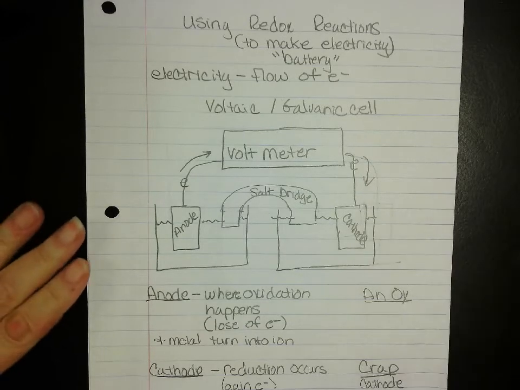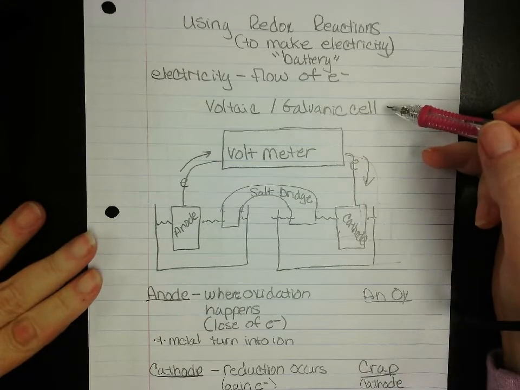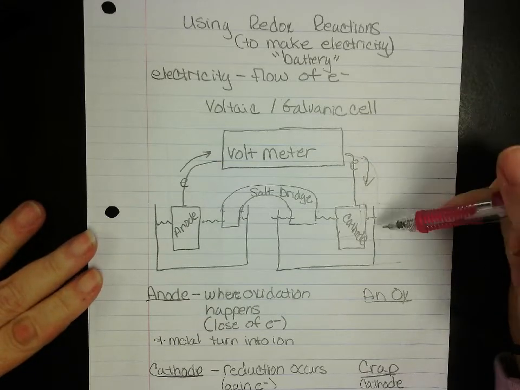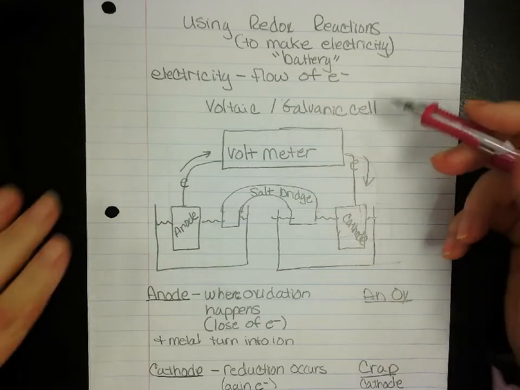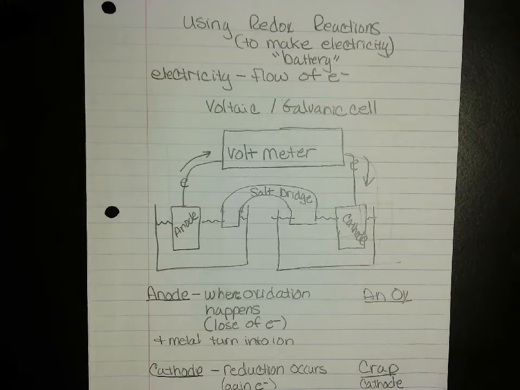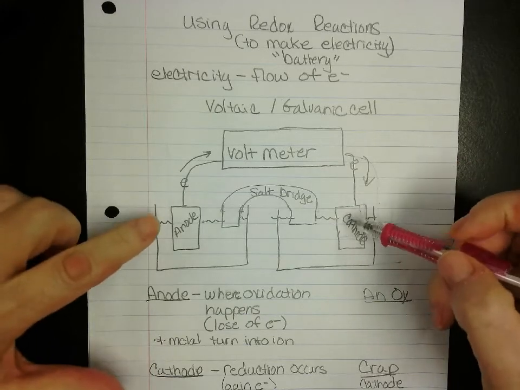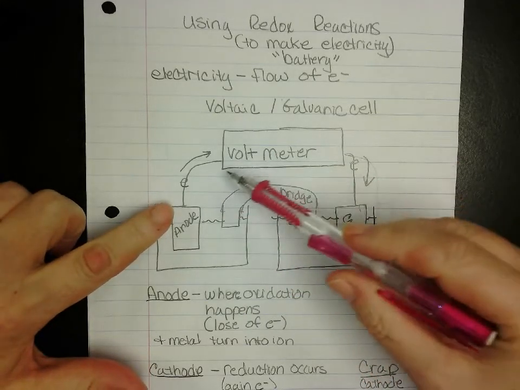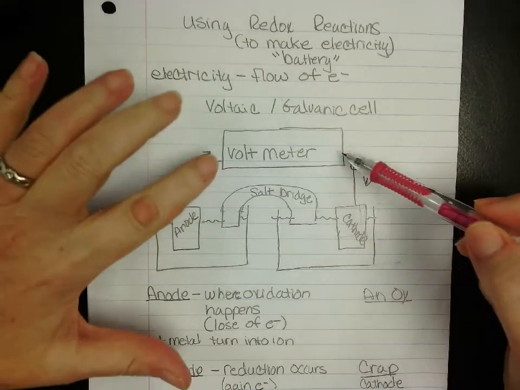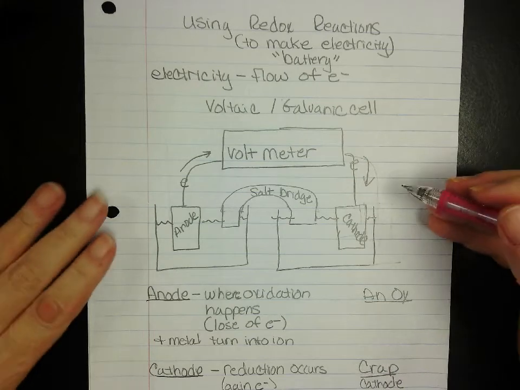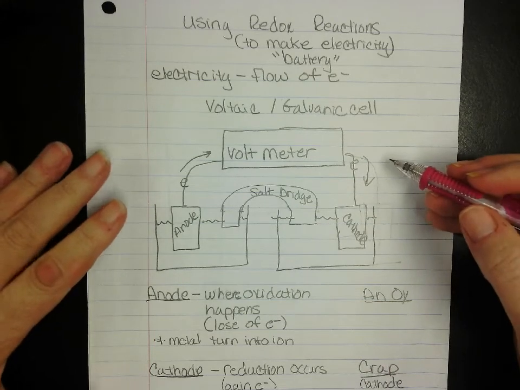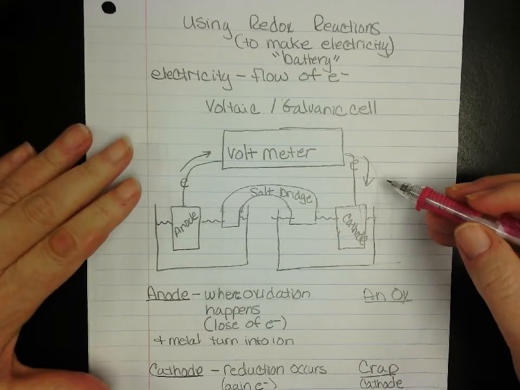So we harness this by making a voltaic or a galvanic cell. So they're called either one. They're called a voltaic cell or a galvanic cell. And what we do is we separate these half reactions. We've been writing half reactions and we separate them. We connect them with a wire and then we can run it through a voltmeter so we can see how much energy we're harnessing. So let's just go through what this cell looks like and some of the vocabulary.